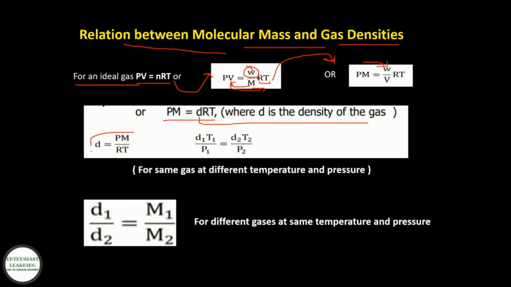We know that d = PM/RT, so we can write that d1T1/P1 = d2T2/P2. This is for the same gas at different temperature and pressure. For different gases at the same temperature and pressure, we can write that d1/d2 = M1/M2.